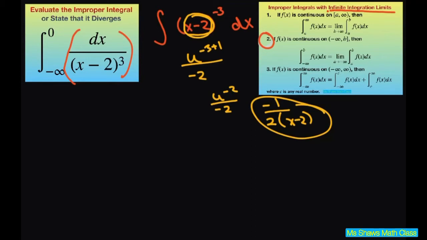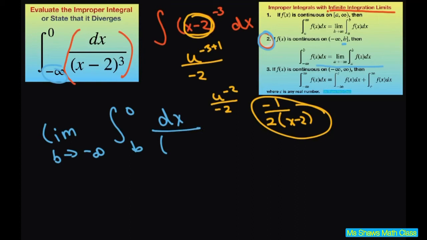Now let's go back to our problem. We're going to write this using our formula for continuous on negative infinity to b. Our b is 0. So we're going to write this as the limit as b approaches negative infinity. So I'm changing this to the b, and then our integral is going to be b to 0, and then write your function dx divided by (x - 2) cubed.